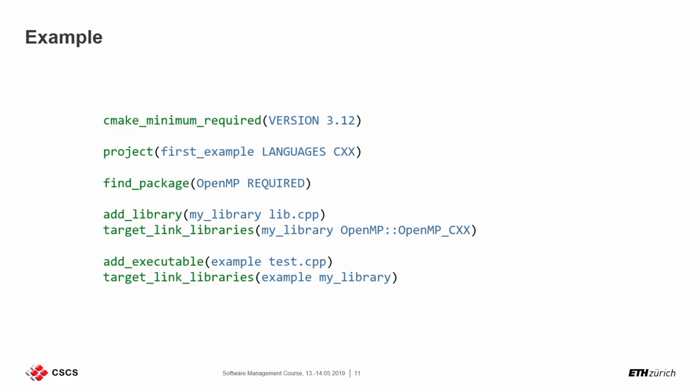In the simple example, I just had an executable. Now I also build a library. I say add library, my library. I put the source file in, and then I link my library with OpenMP. Apparently, it is using OpenMP. And in the next step, I make another executable where I'm using this library that I just created. So with this, I can create some dependencies between my files, between internal libraries and external libraries.